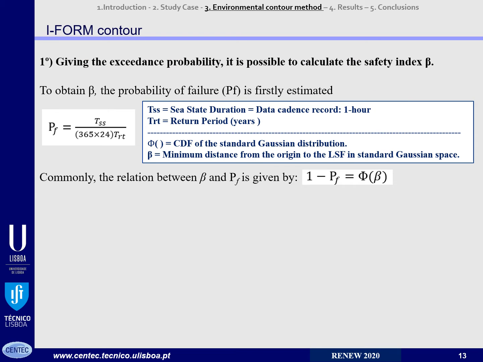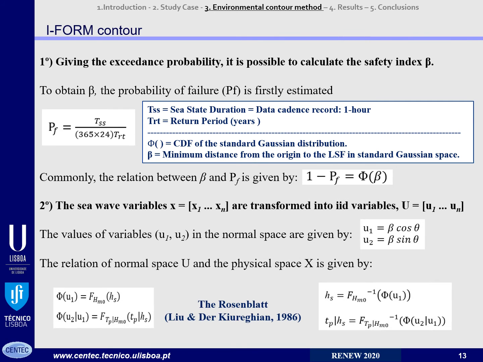To construct the contour using the FORM method, we have to perform two main steps. The first one consists in the estimation of two important parameters to construct the contour: that is, the safety index and the probability of failure.